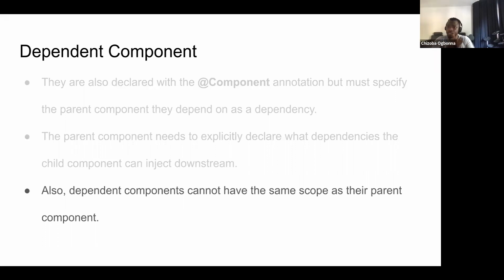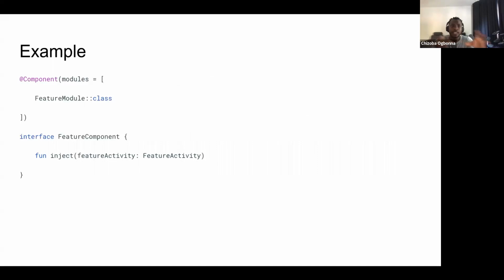And we've talked about scoping. So a dependent component cannot have the same scope, it must have a lesser scope than the parent component. So let's look at this. We have this feature component. We are using it to inject into a certain feature activity. Then it uses its own module that supplies some dependencies for it. So once the feature activity comes into scope, the dependencies in the modules are created. Once it goes out of scope, the dependencies are destroyed.